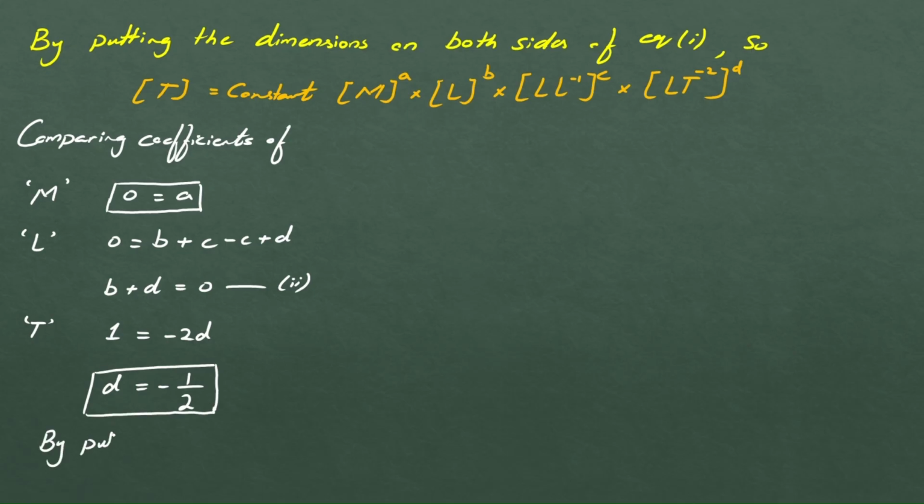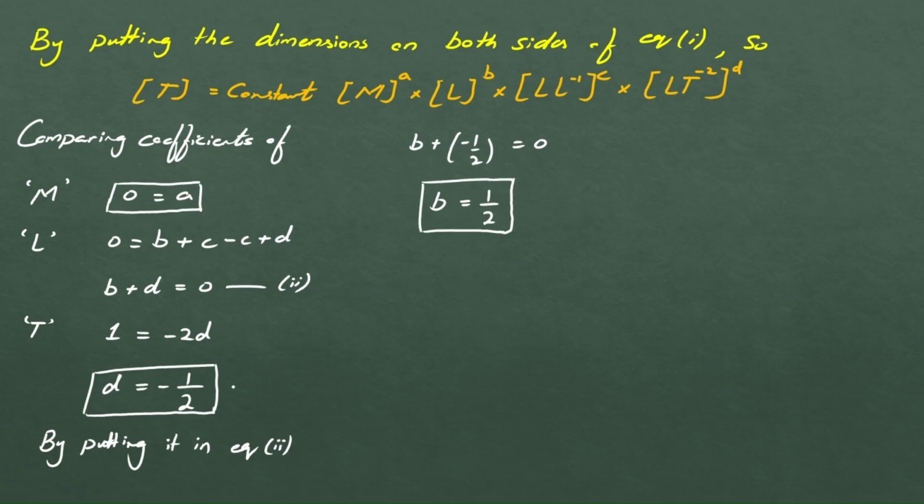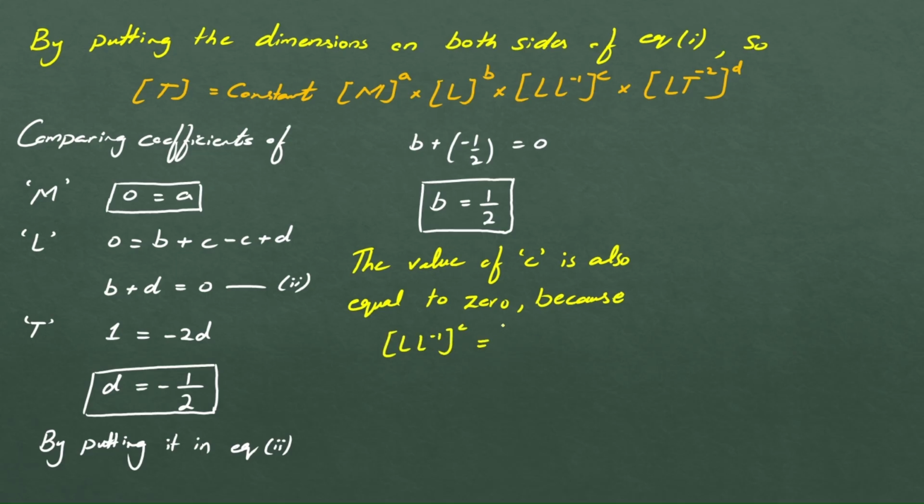By putting it in equation 2, b plus 1 by 2 is equal to 0 and b is equal to 1 by 2. The value of c is also equal to 0 because L minus 1 की power c is equal to L in की power 0c and 0 is equal to 0c, so c is equal to 0 because theta has no dimension, it is an angle and angle is a dimensionless quantity.